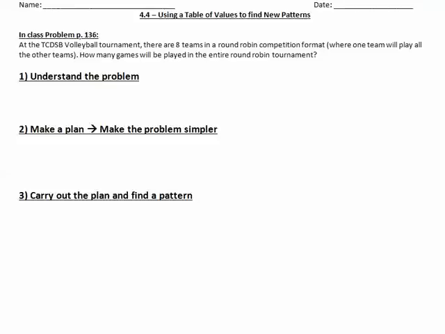and open up page 136 in the textbook, I'll read the problem aloud. At the TCDSB volleyball tournament, there are 8 teams in a round robin competition format, which means one team plays all the other teams. How many total games will be played in the entire round robin tournament? Well, there's a couple of ways to approach this. You can always draw diagrams, you can use tree diagrams, you can use models to try to explain it.